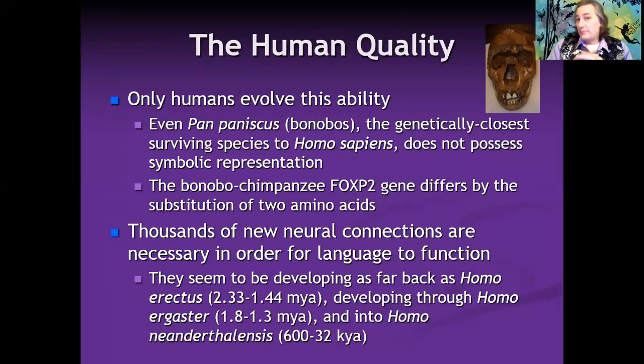Only humans have this quality. Of course, only humans have the FOXP2 gene. Even bonobos, our closest genetic relatives, they don't have the right FOXP2 gene. You can see 2 amino acids are different, and therefore they cannot speak the way we can. We can see in the humans the brain case is getting larger. We can tell that the brains have been evolving for a while.